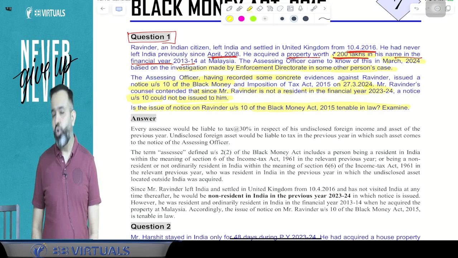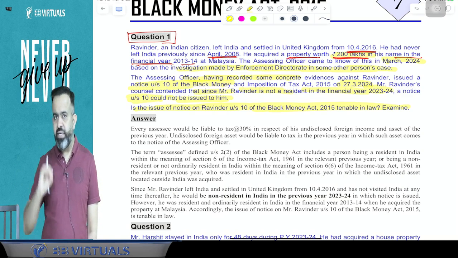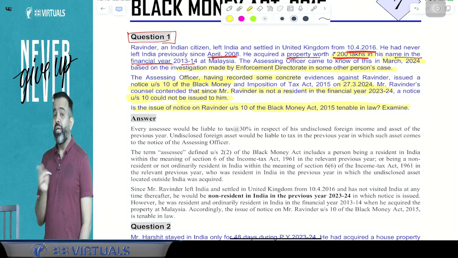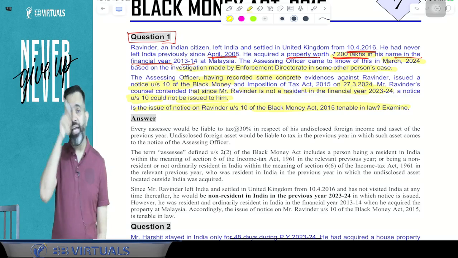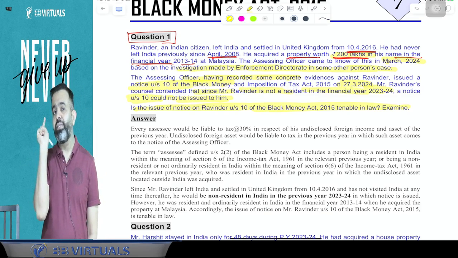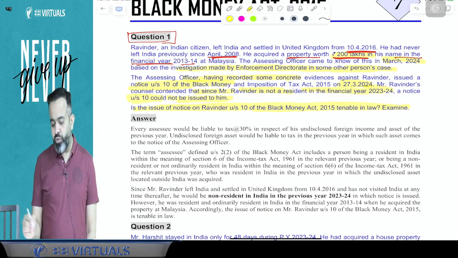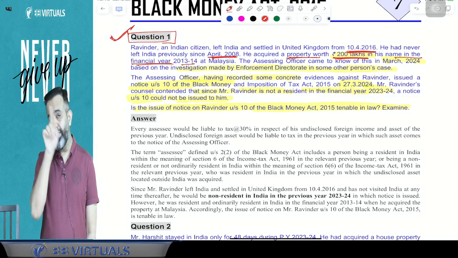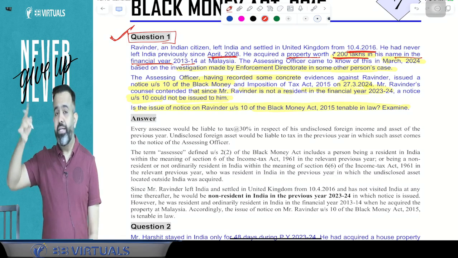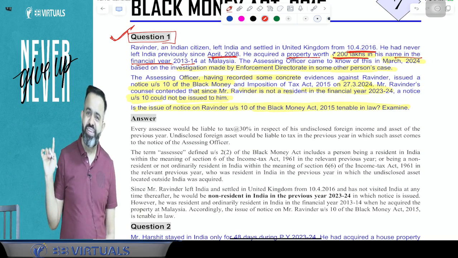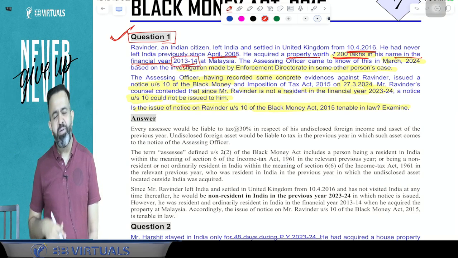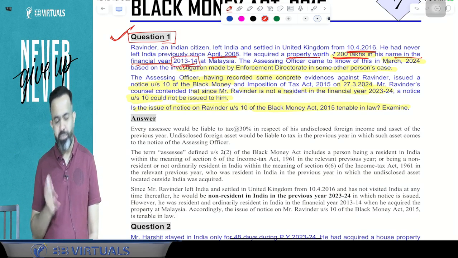The right answer is that his view is wrong. Under this Act, the assessee can be a person resident in the current year, or even if in the current year he is a non-resident or RNOR, but in the year in which the asset was acquired he was a resident, then he can be treated as the assessee. So it is tenable in law, because the asset was acquired in 13-14 in Malaysia, when he was a resident. So the notice is tenable as per the law.